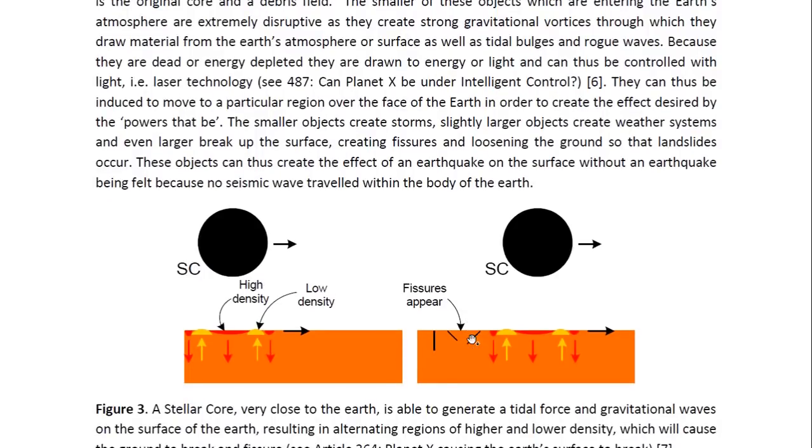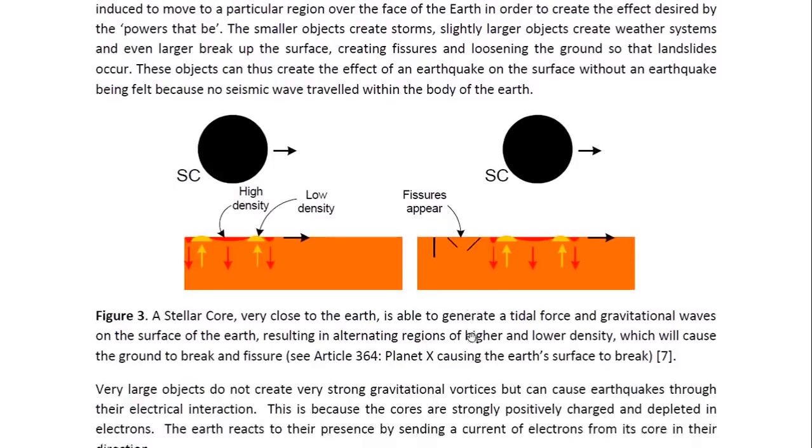The smaller objects create storms, slightly larger objects create weather systems, and even larger objects break up the surface, creating fissures and loosening the ground so that landslides occur. These objects can thus create the effect of an earthquake on the surface without an earthquake being felt, because no seismic wave traveled within the body of the Earth.